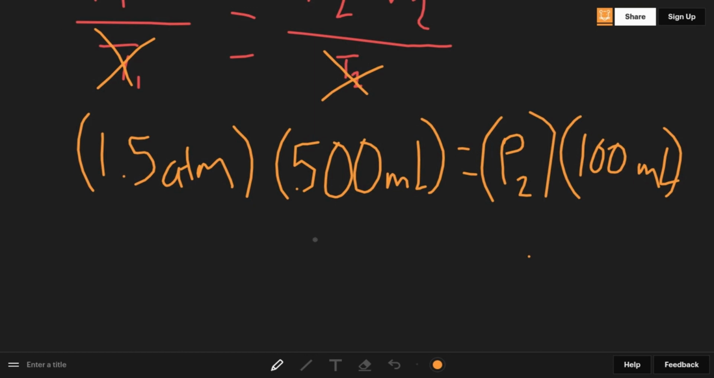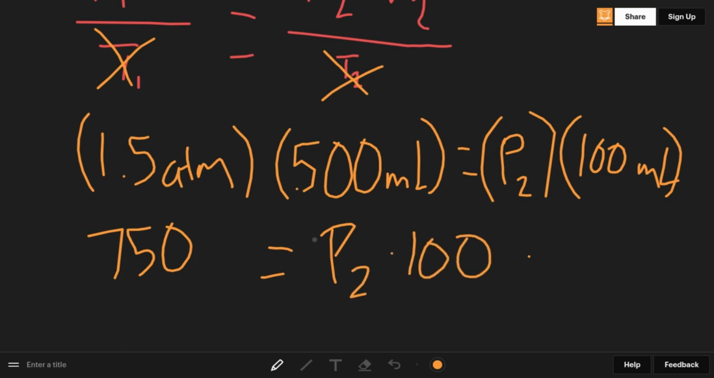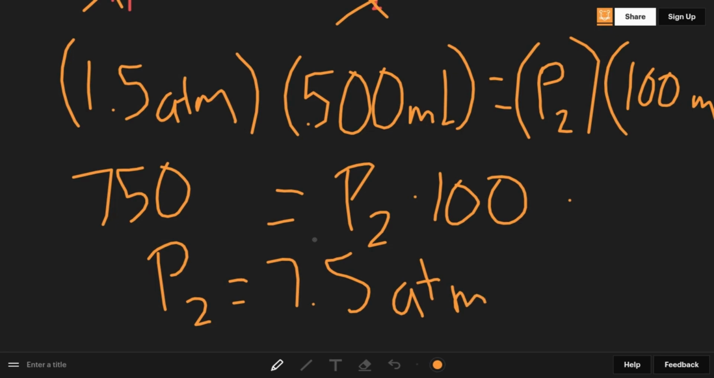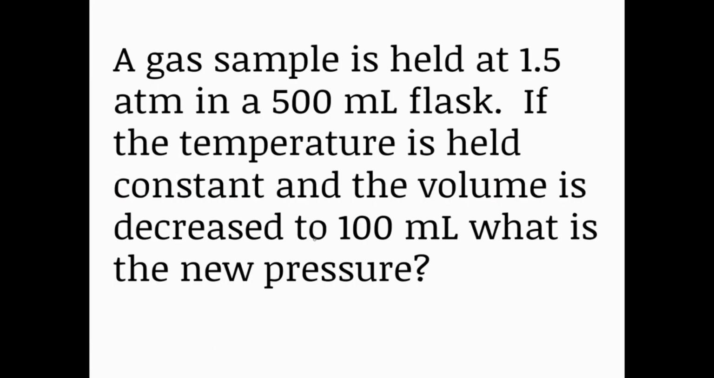So now, I'll do one more step. We get 750 equals P2 times 100. I just took out the units, by the way. So now we get the new pressure is 7.5 ATM after dividing by 100. And that is the correct answer.